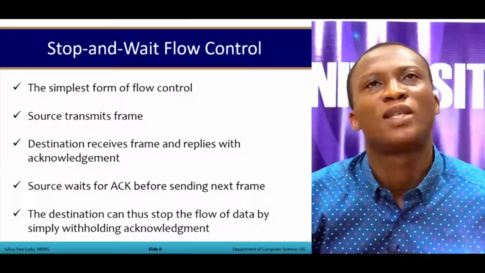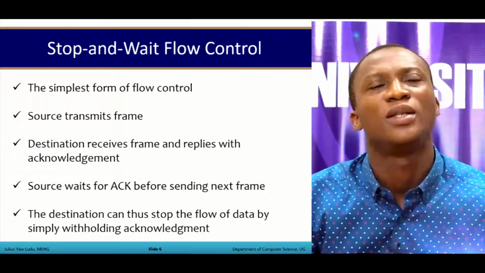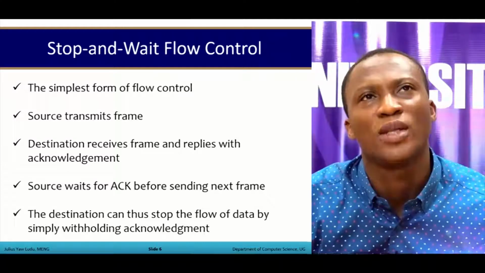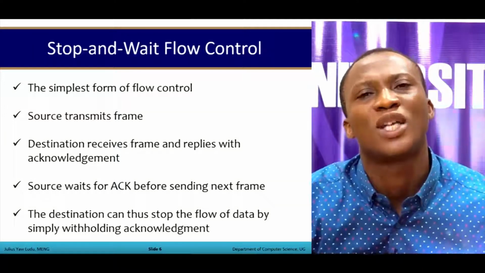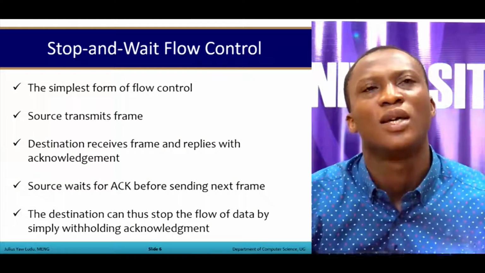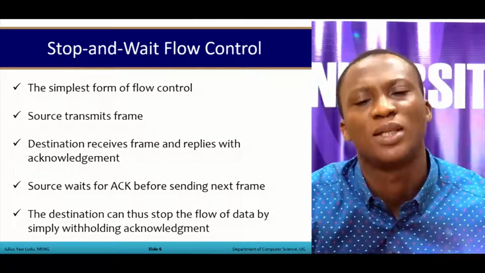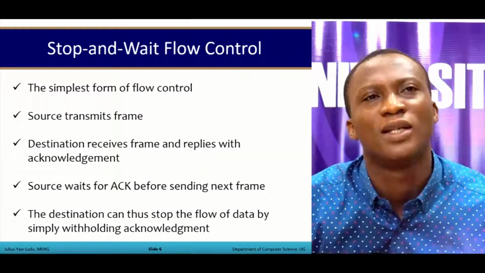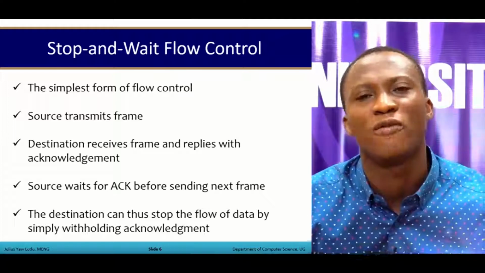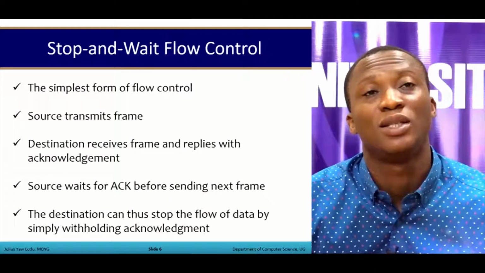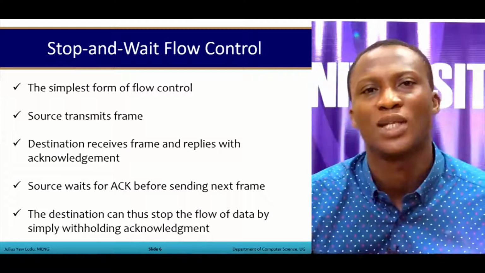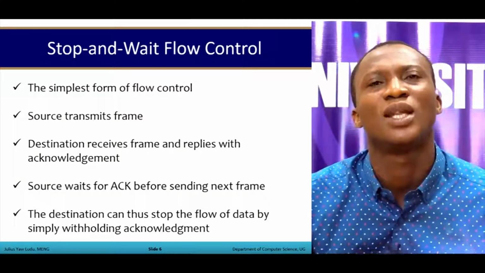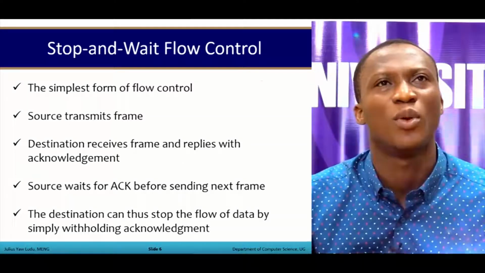The first type of flow control we want to look at is stop and wait flow control. This is the simplest form of flow control. The source transmits a frame and it gets to the destination, but the destination needs to reply with an acknowledgement, or an ACK message, before any other frame is forwarded. The destination can decide to stop the flow of data by just withholding this acknowledgement. Once the destination withholds the acknowledgement, it gives an indication to the sender that no communication is required anymore.